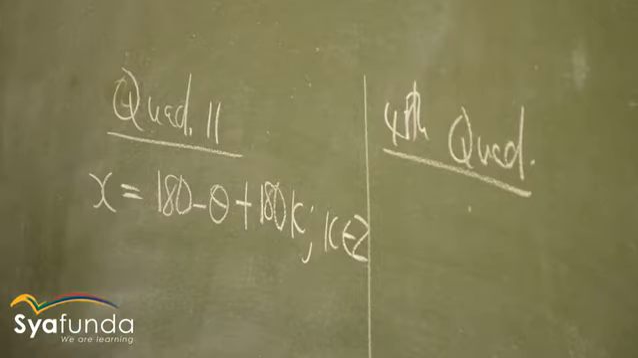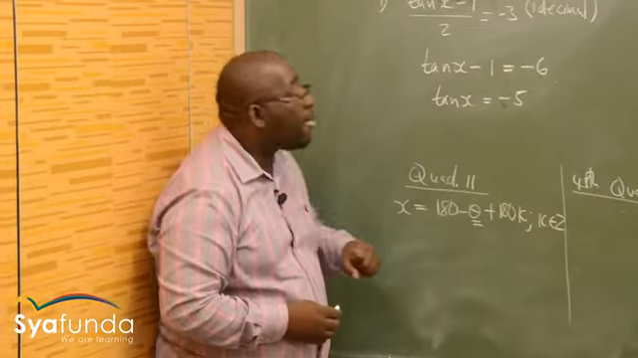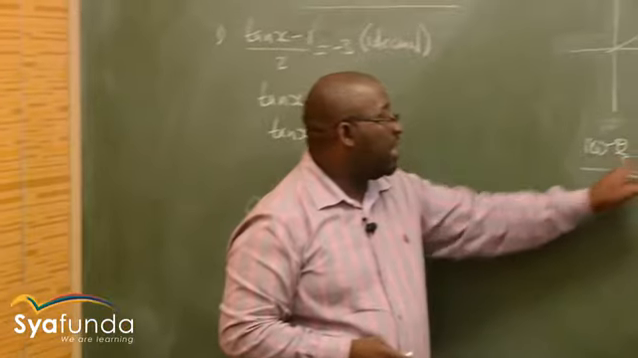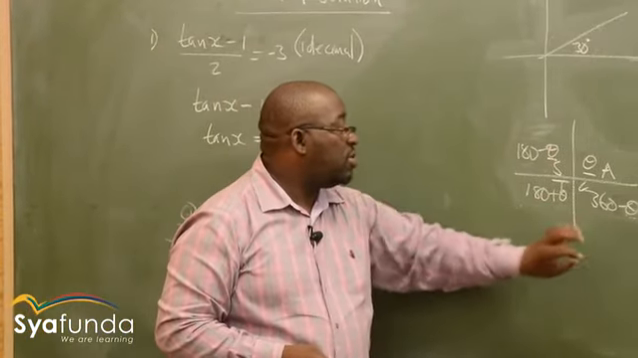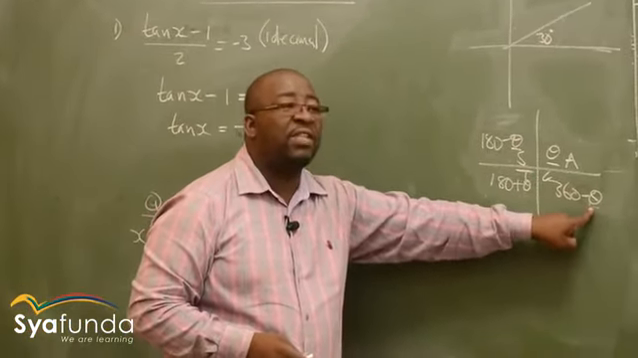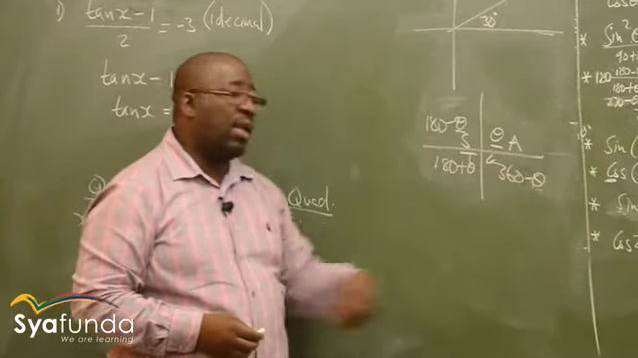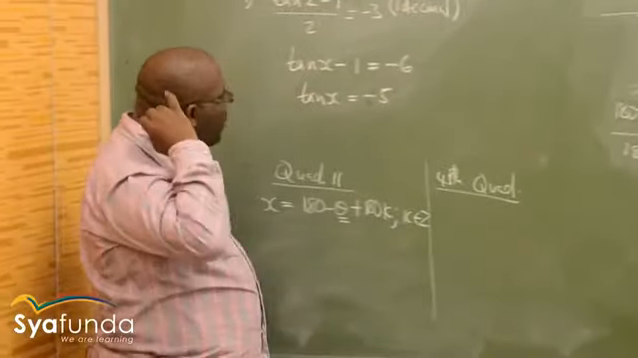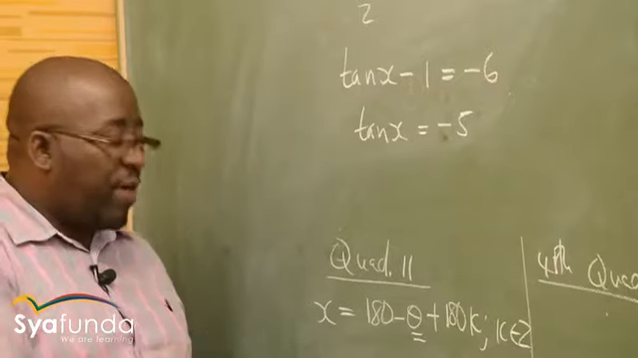So it depends on the number of rotations. Now the challenge becomes this theta. What is this theta? We call it a reference angle. To find the solution, you've got to find the reference angle first. It is usually an acute angle.